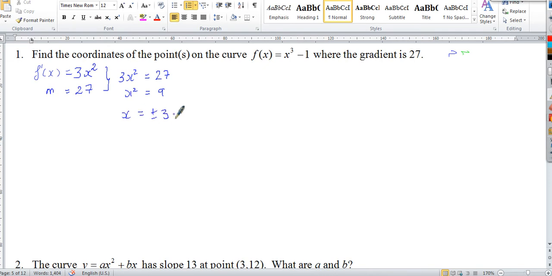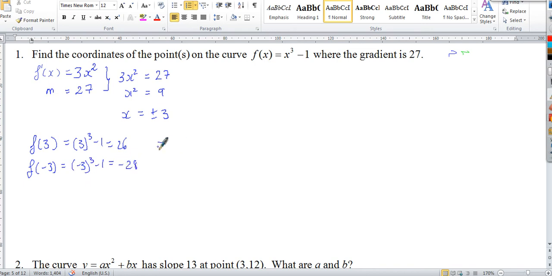So I've got 2 candidates that I need to evaluate in my function. There could be a gradient of 27 at 3 and at negative 3. So let's see what this looks like in f. If I substitute 3, I'm getting 3 cubed minus 1, that is 26. If I substitute negative 3, I'm getting negative 3 cubed minus 1, and that's negative 28.